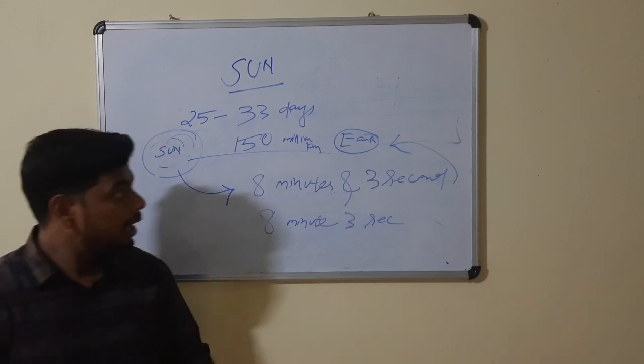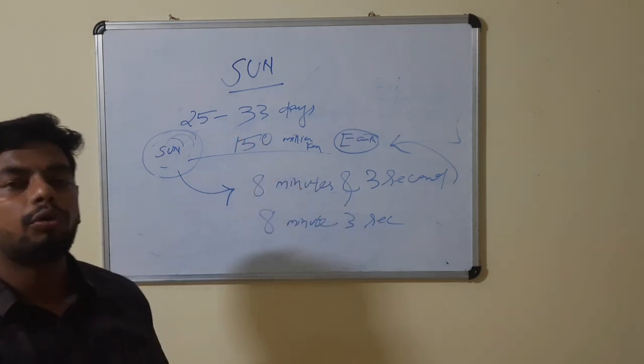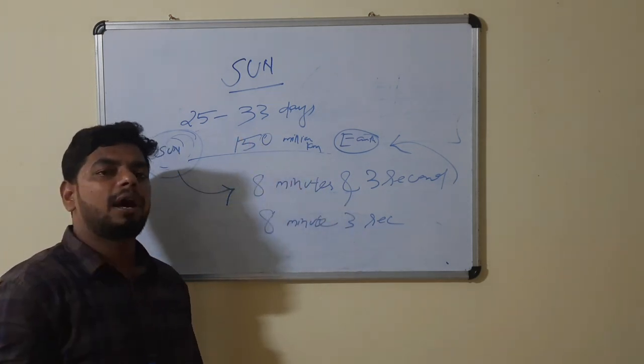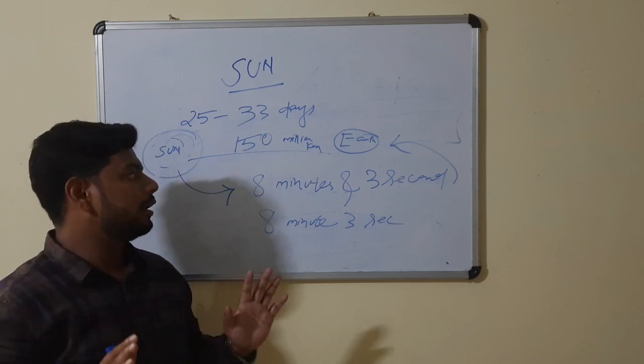In the next class, we will learn in detail about the other remaining planets, the terrestrial and the Jovian planets.